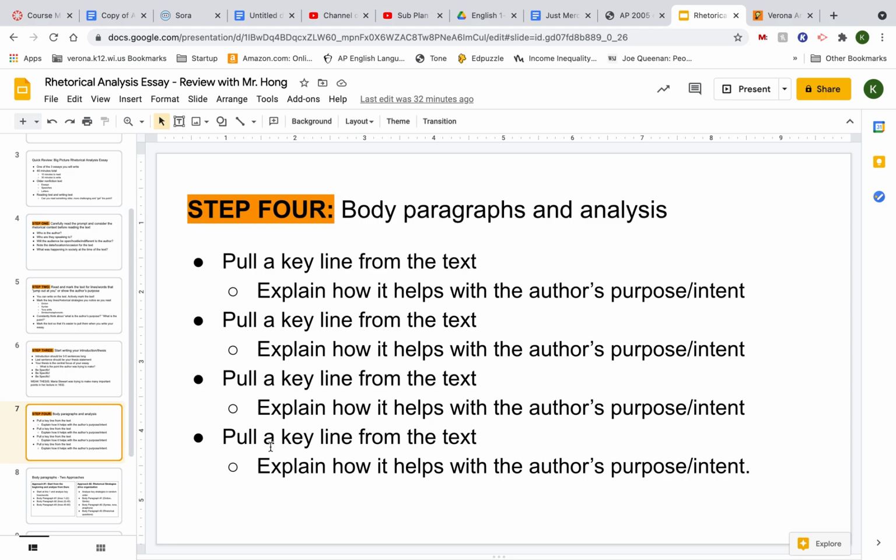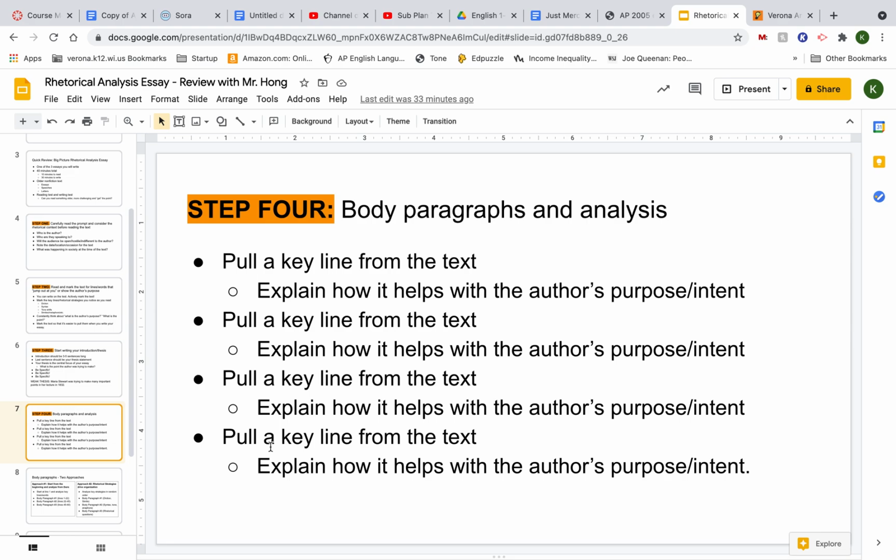All right, step 4. This is the body paragraph and analysis. Now, it's really simple. All you're doing is you're pulling a key line from the text, something that you circled, explain how it helps the author's purpose or intent, pull another key line, and rinse and repeat. It's the same thing over and over again. So this essay can be a little intimidating, but if you really break it down to just what you see on this screen, pull a key line, tell me how it helps with the author's purpose or intent, then I think it helps simplify it in terms of what you need to do in the body paragraphs.